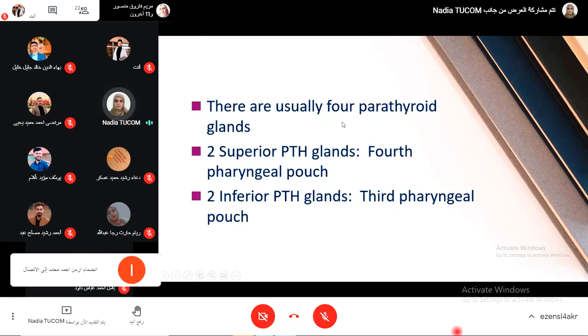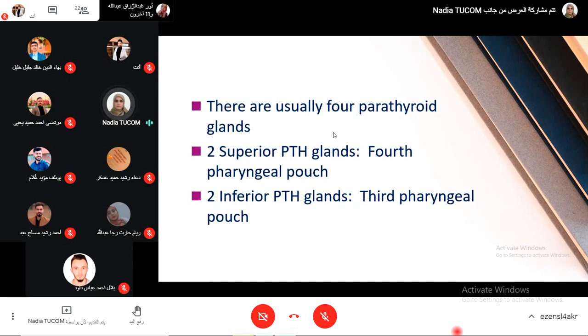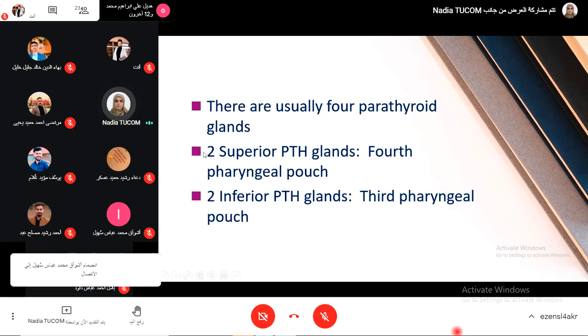Parathyroid glands are 4 in number, 2 upper and 2 lower glands in the posterior aspect of the thyroid gland, 2 superior from the 4th pharyngeal pouch, and 2 inferior from the 3rd pharyngeal pouch.